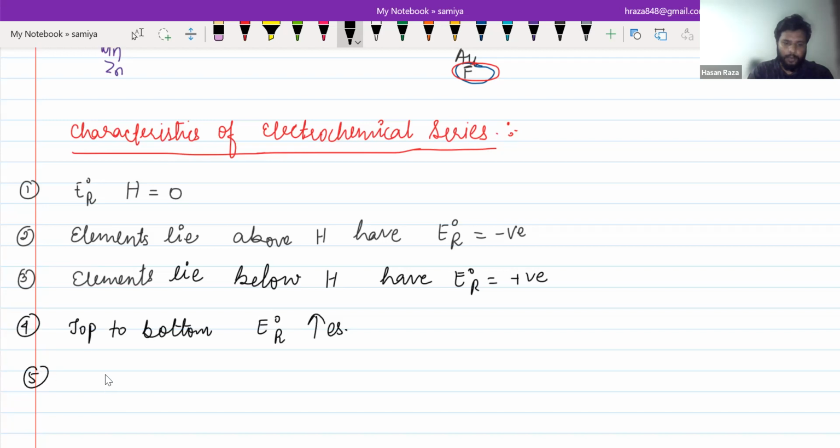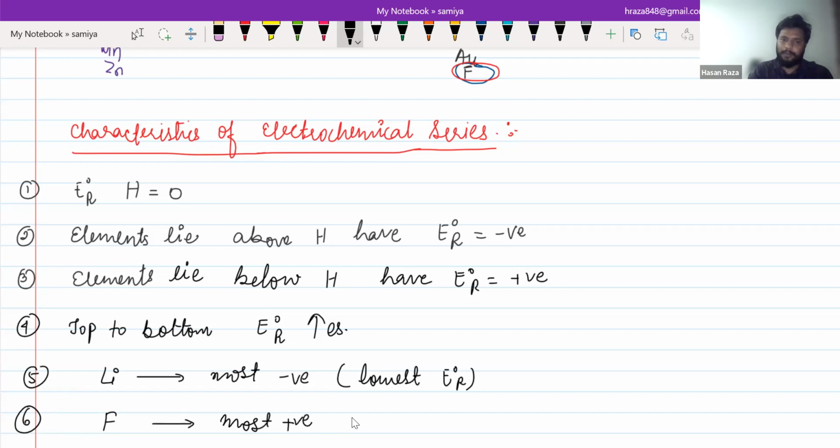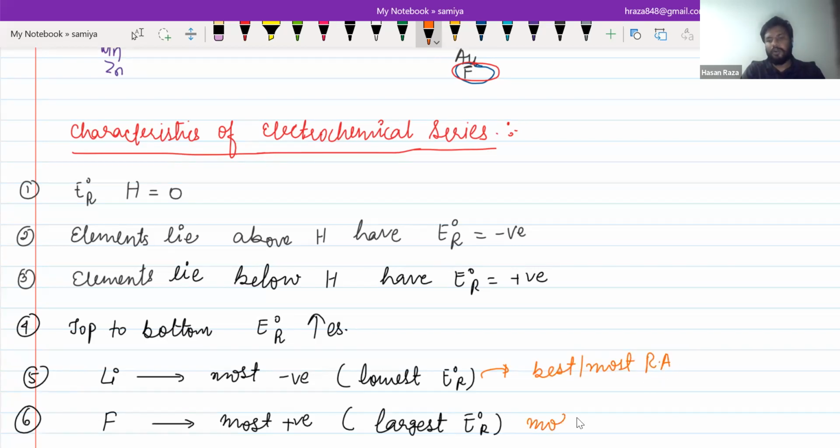And the fifth point, lithium is on top. That means most negative, that means the lowest E naught R. And fluorine at the bottom means most positive, that means the largest E naught R. Always remember that the lowest E naught R, that means the most negative, is the best reducing agent, or you can call it the most reducing agent, and this is the most oxidizing agent.